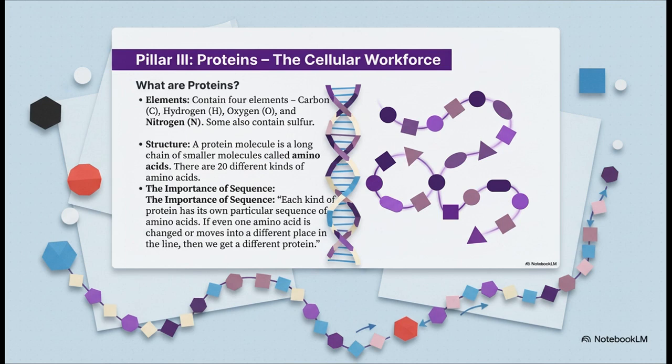There are 20 different kinds of amino acids, and the specific sequence they're put in is absolutely critical. And this is the mind-blowing part. If you change just one amino acid in that long chain, you can end up with a completely different protein that does a completely different job. The precision is just incredible.